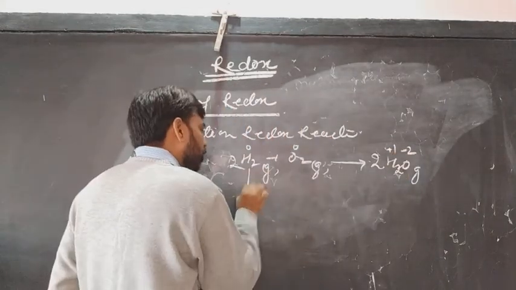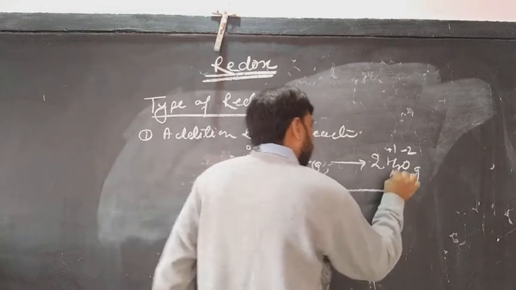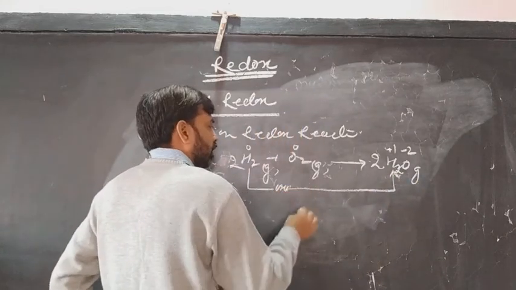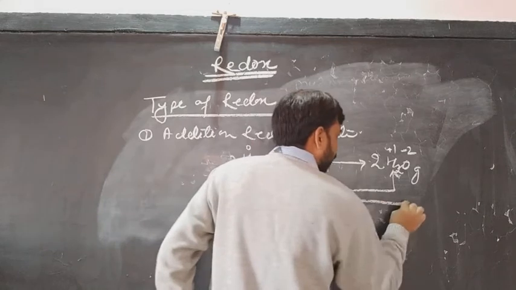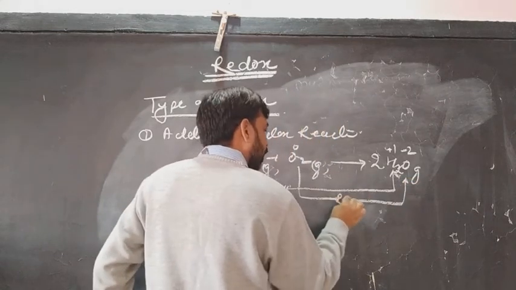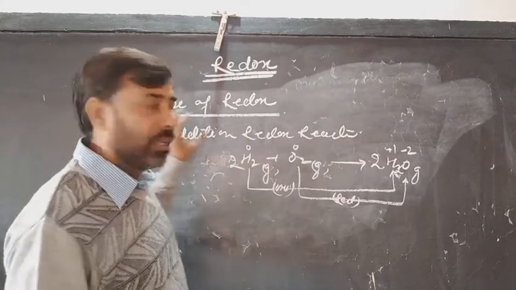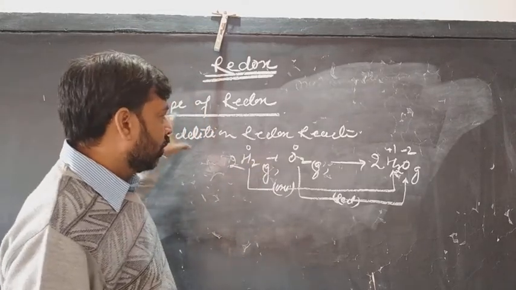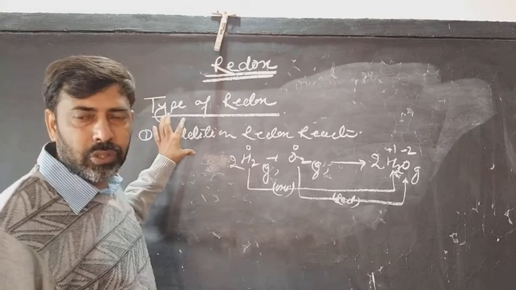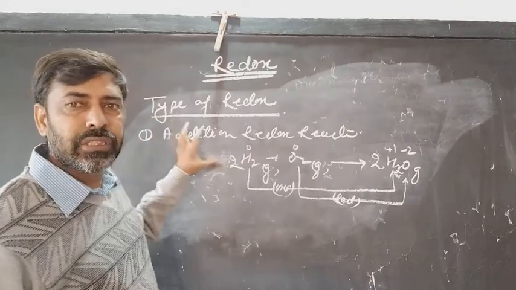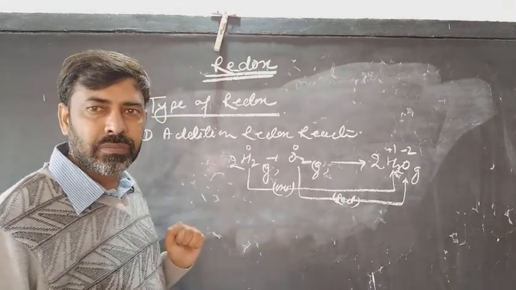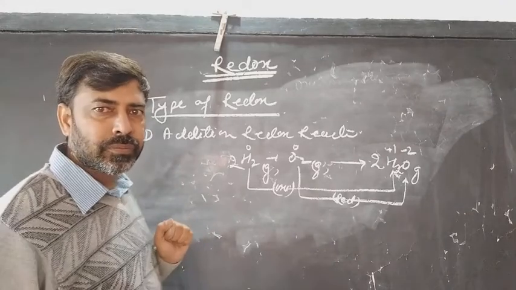So hydrogen is moving from 0 to +1. That is oxidation, and oxygen is moving from 0 to -2. That is reduction. So this is the process of redox. It is an addition reaction as well as a redox reaction, so it is called the addition redox reaction. I think it's clear to all of you.